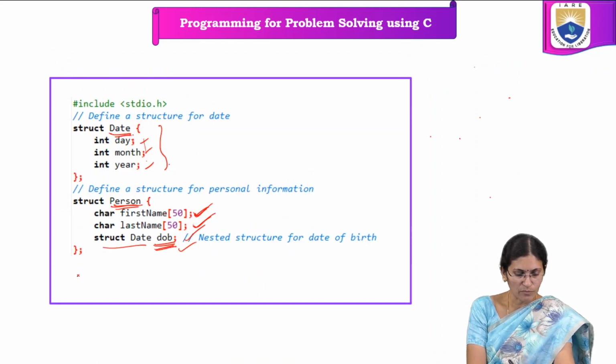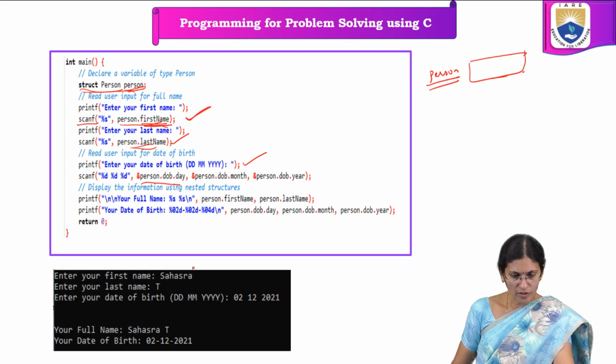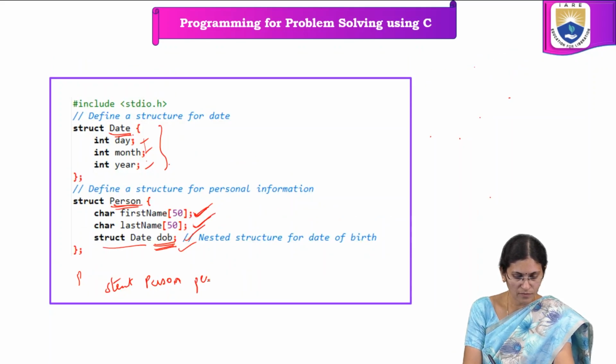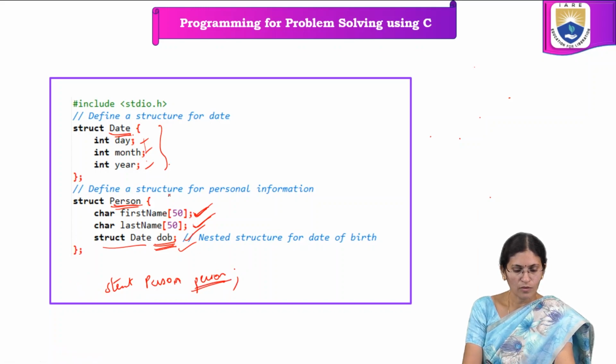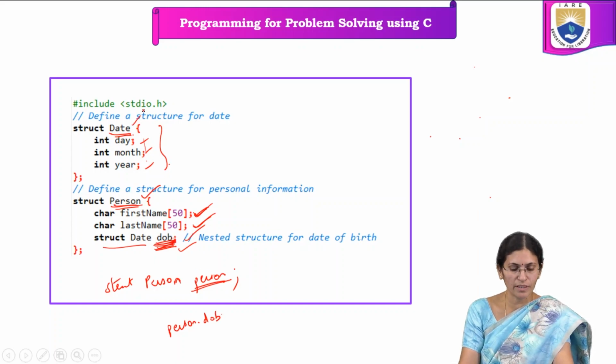So person is a variable of this struct person. So this is a variable of type person. And then in order to access this one, we can have person dot dob. This is a variable of another structure named date here.